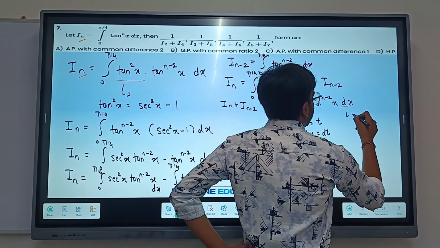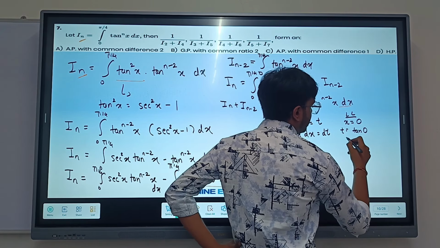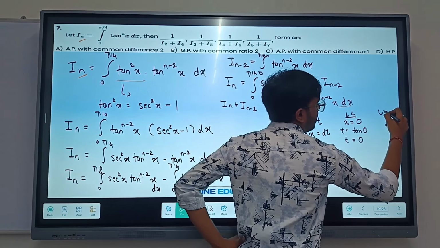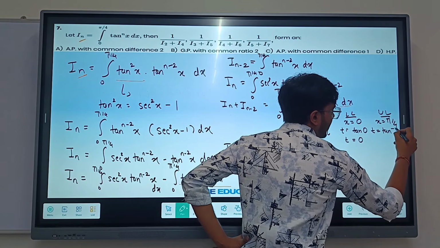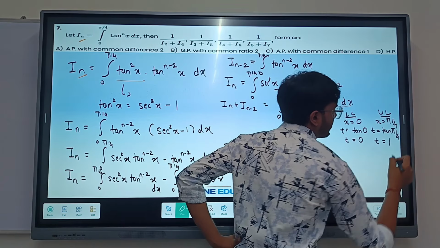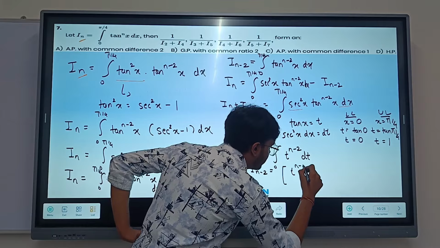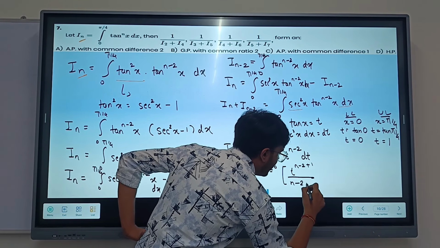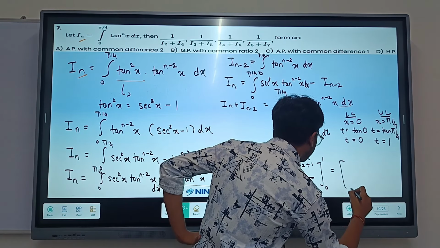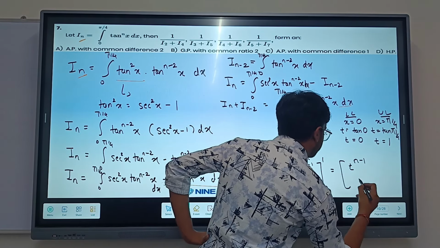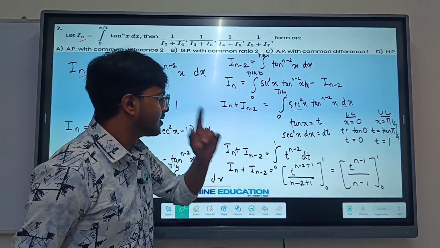So lower limit is x equal to 0, so t would be equal to tan 0, which is 0. Upper limit x is pi by 4, so t would be tan pi by 4, tan 45, which is 1. So the limits are 0 to 1. So the integration would be t power n minus 2 plus 1 divided by n minus 2 plus 1, limits from 0 to 1. That is t power n minus 1 divided by n minus 1, limits from 0 to 1.